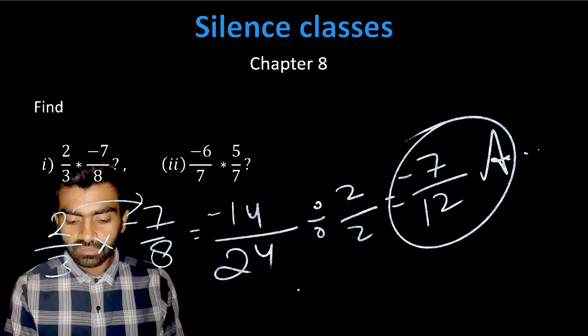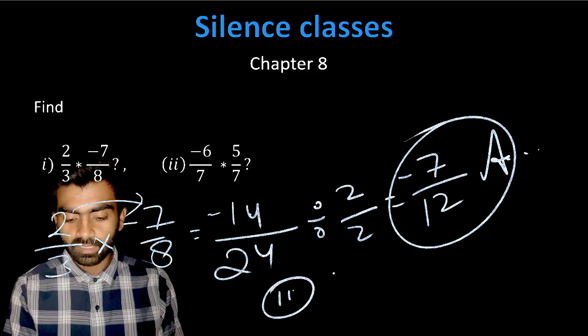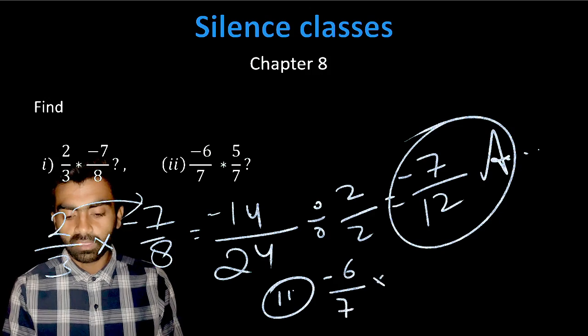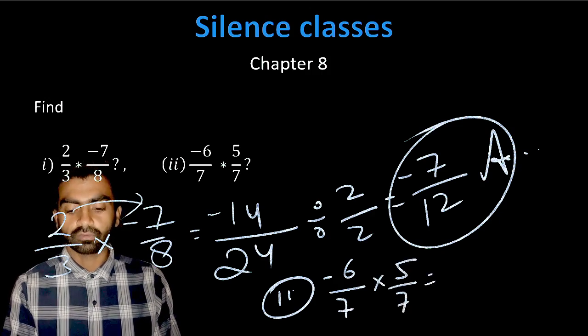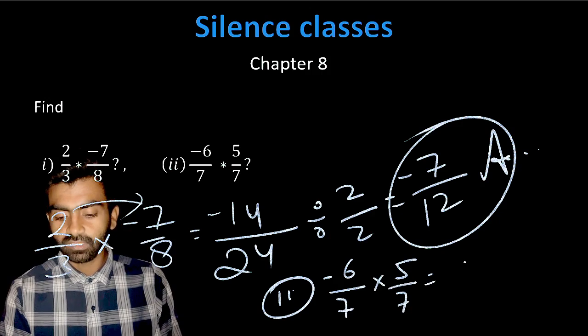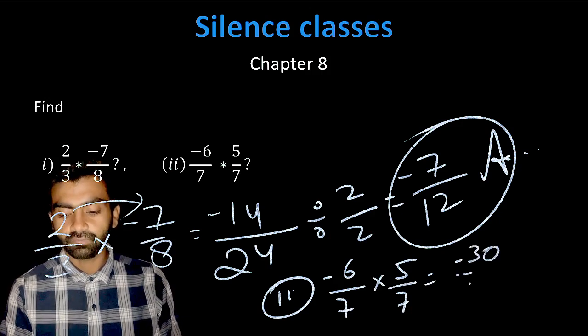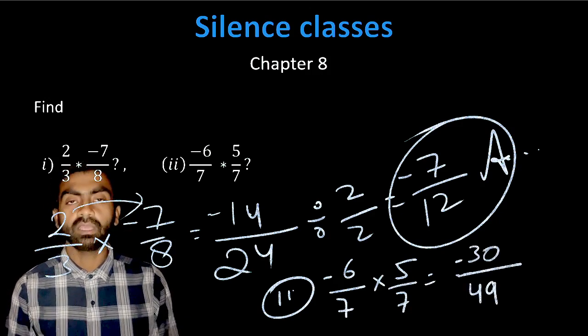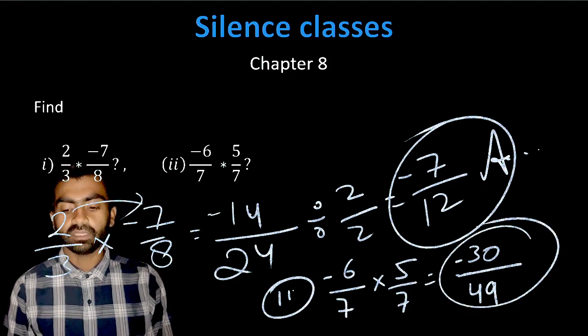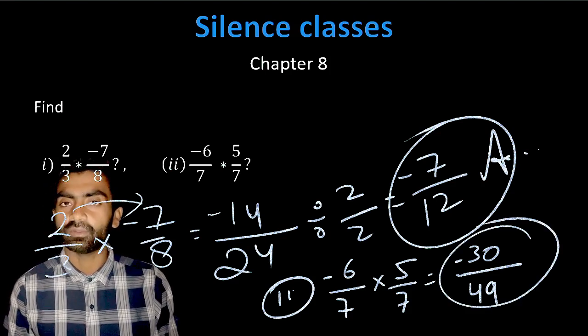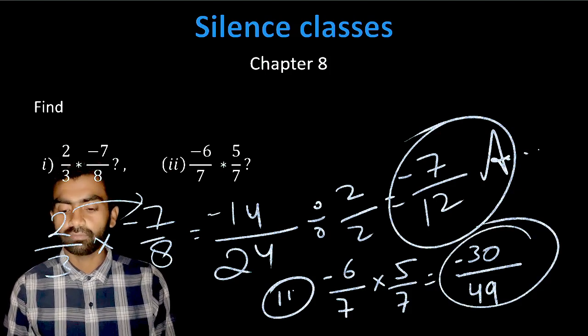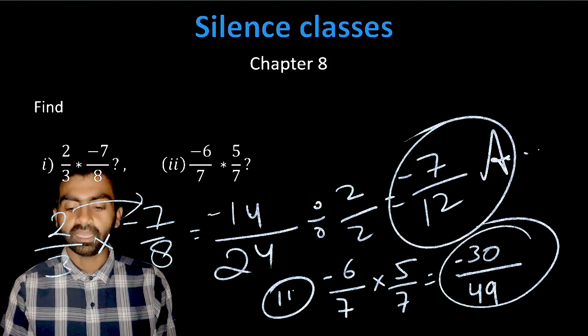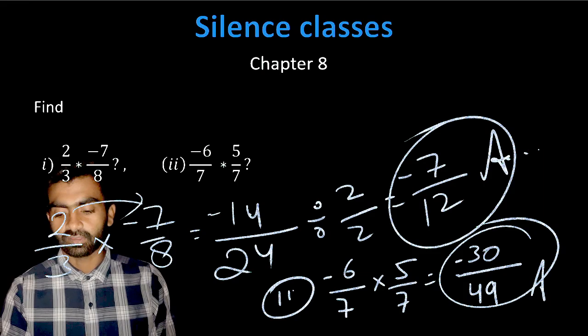Now question number 2, minus 6 upon 7 multiplied by 5 upon 7, so 6 5s are 30, minus 30, and 7 7s are 49. Minus 30 upon 49 is in the standard form. There is no such table by which we can divide 30 and 49, so this is the answer.